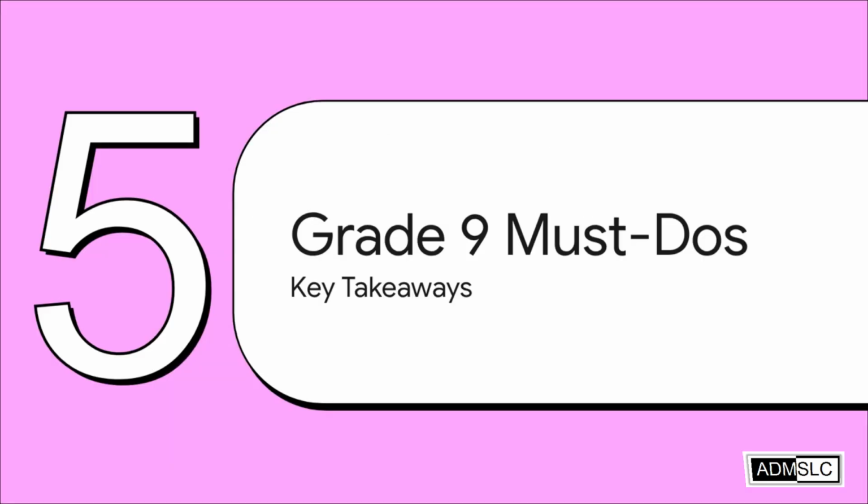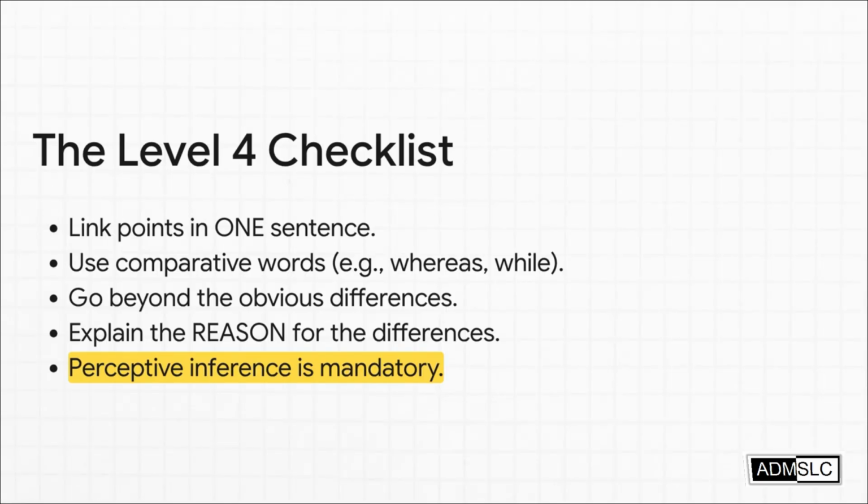Okay, let's boil this all down. To wrap up, let's lock in the absolute must-dos. Think of this as your cheat sheet for the exam room to make sure you get a top grade on this question. So here's your final checklist. 1. Always link points in one sentence using those comparative words. But that just gets you in the game. To win the game, you have to go beyond the obvious and explain the reason for the differences. And remember, that perceptive inference, it isn't a bonus. It is mandatory for level 4. Linking will get you a pass, inference will get you a grade 9.